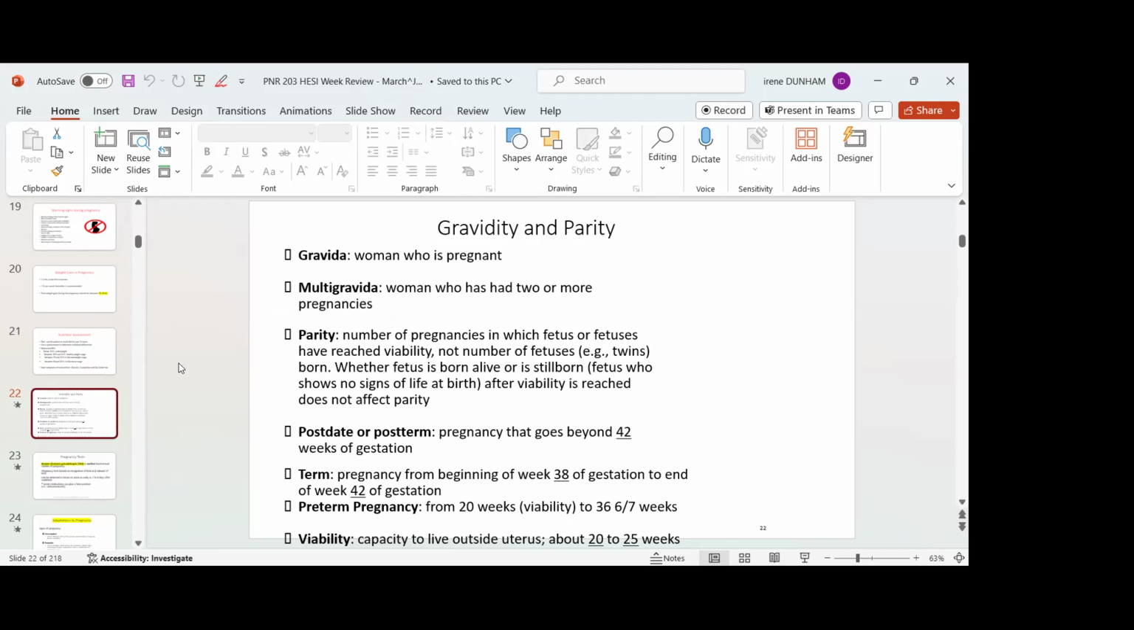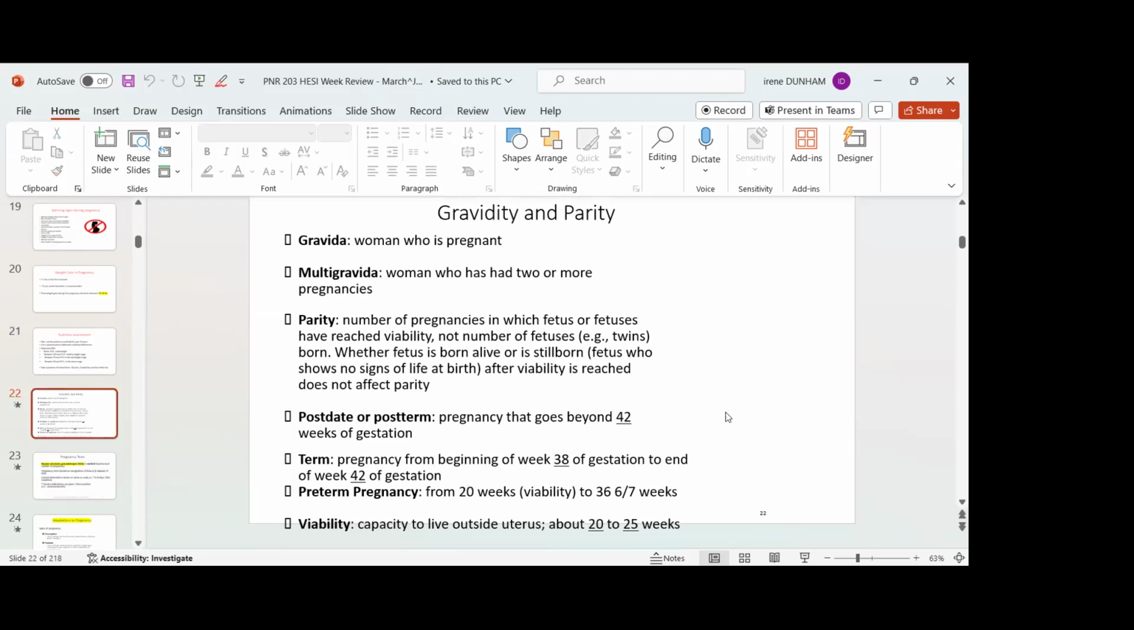Post dates or post term is a pregnancy that goes beyond 42 weeks gestation. And then term is the beginning of week 38 to the end of week 42. And then you have preterm, which is from 20 weeks, which is considered viability, to 36 and 6/7 weeks. That's how we write it. And what viability means is the capacity for that fetus to live outside of the uterus. It's usually around 20 to 25 weeks.